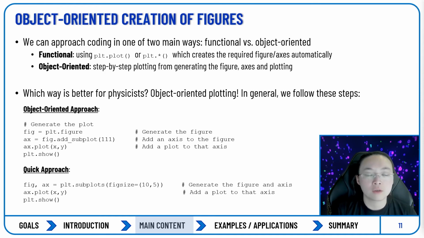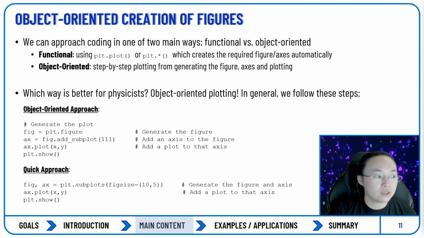So here, when we have object-oriented creation of figures, we have step-by-step plotting, from generating the figure or the canvas, to plotting your axes, and then plotting your function or your data points. Which way is better for physicists? In terms of plotting, I would say object-oriented plotting is much better as a scientist, because we follow certain steps that are very easily understood, just like we would do if we were drawing the graph by hand.